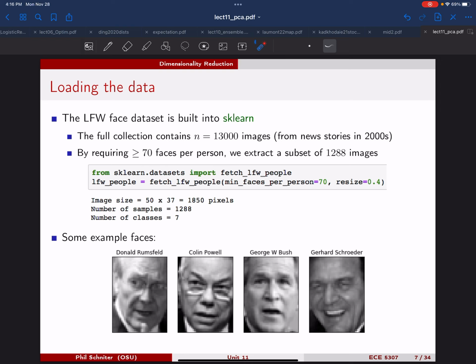And we're going to work with a subset of 1,288 images, and the way we're constructing that subset is when we load the data, we're insisting that there's at least 70 faces per person, and then when you do that, there's only 7 people in the data set who have 70 or more faces. If you basically aggregate all those samples, you get 1,288 total.